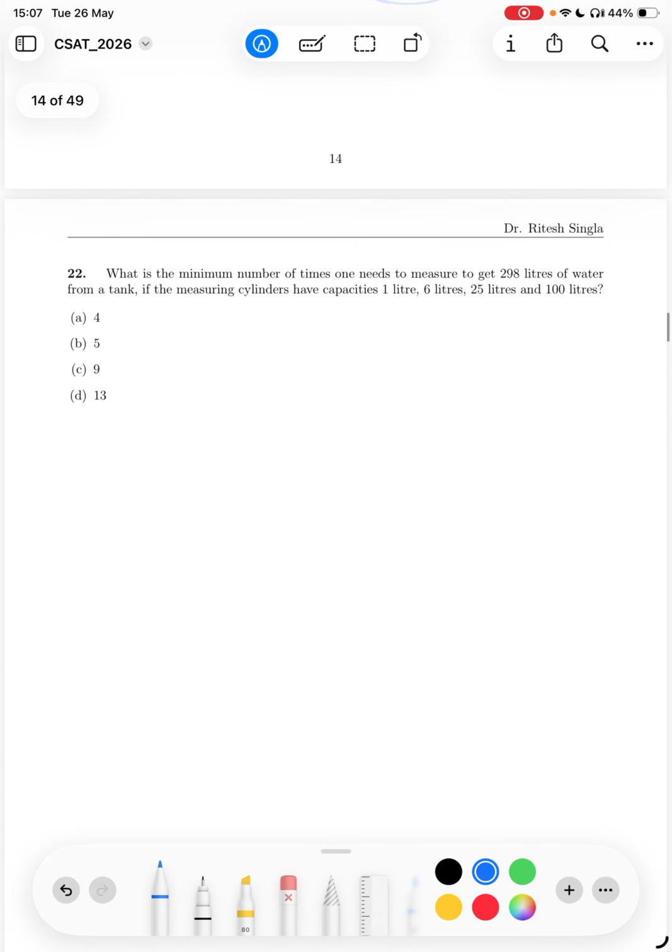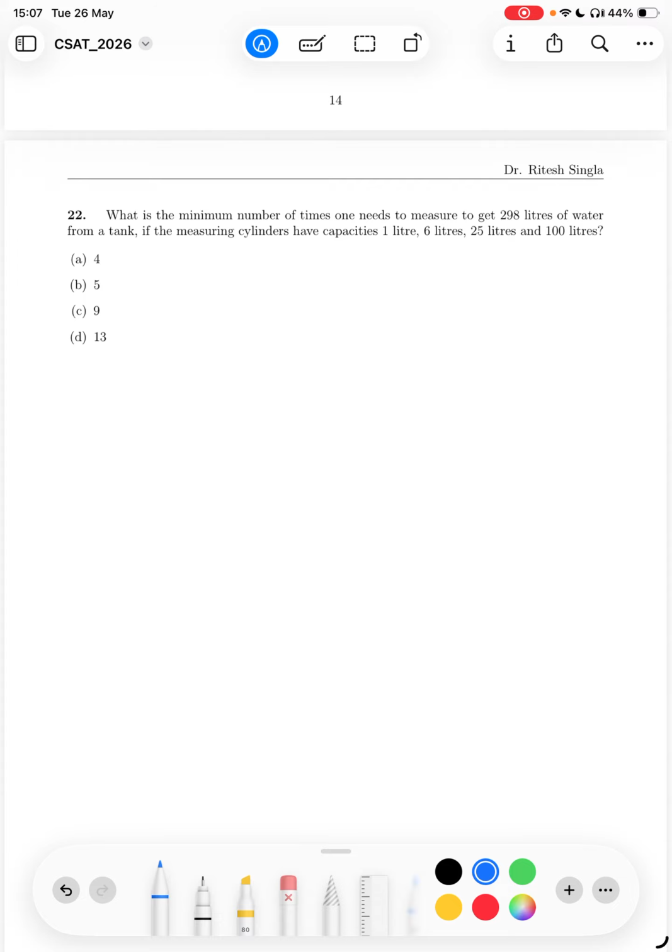Let us move to the next question. What is the minimum number of times one needs to measure to get 298 liters of water from a tank if the measuring cylinders have capacities 1 liter, 6 liters, 25 liters and 100 liters? So what is it saying? How many times you need to measure to get 298 liters of water from a tank. So you have a tank and you want to take exactly 298 liters of water out of it. Okay. And measuring cylinders have capacities 1, 6, 25 and 100.